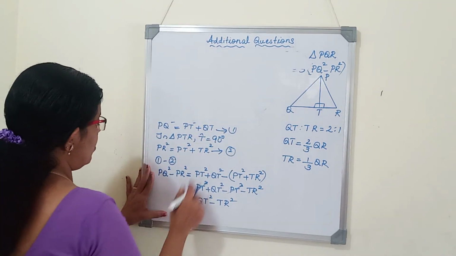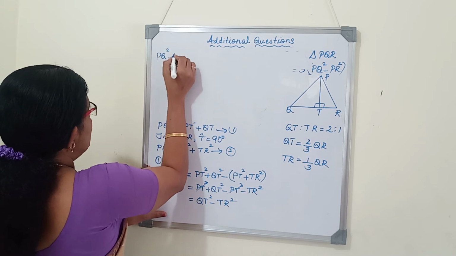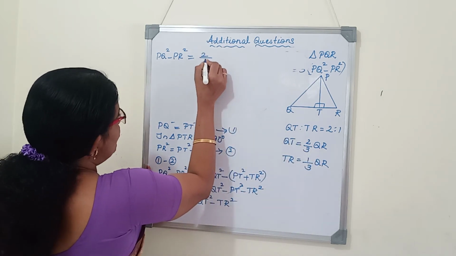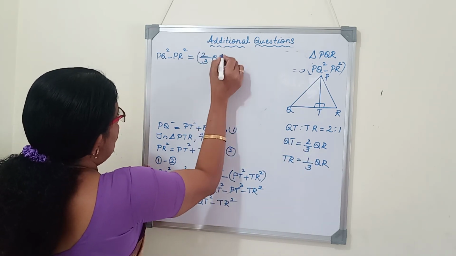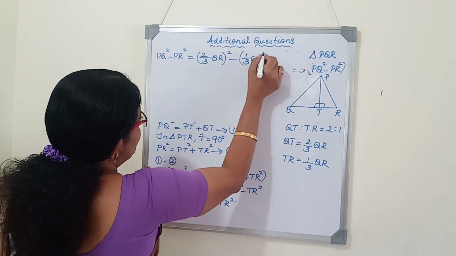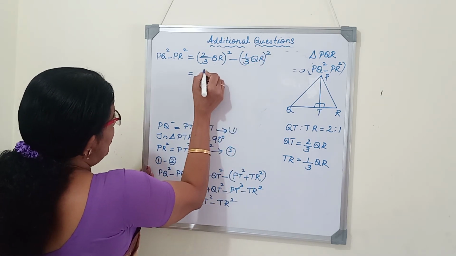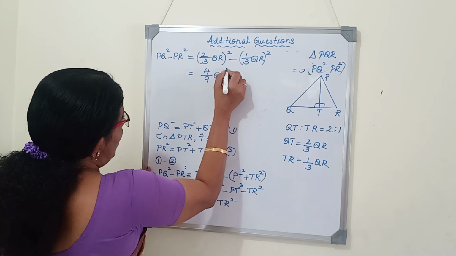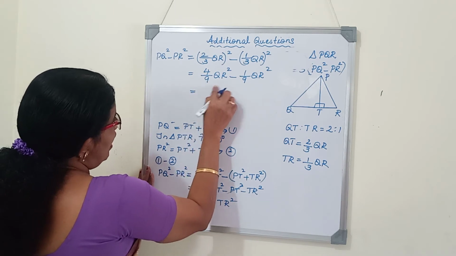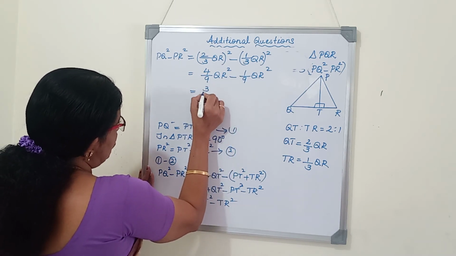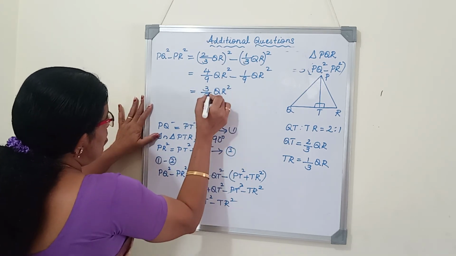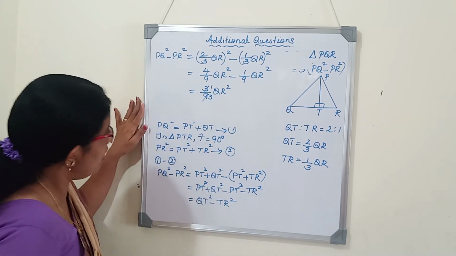PQ square minus PR square is equal to QT square, which is 2 by 3 QR the whole square, minus TR, which is 1 by 3 QR, so 1 by 3 QR the whole square. So, 2 by 3 QR the whole square is 4 by 9 QR square, minus 1 by 9 QR square. So, 4 by 9 minus 1 by 9 is 3 by 9. 3 by 9 QR square, or QR square you take common and subtract. So, 3 and 9 will cancel, we will get 1 by 3.